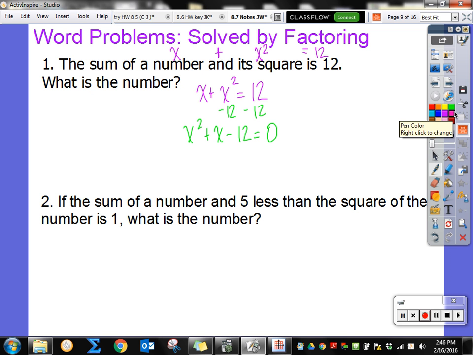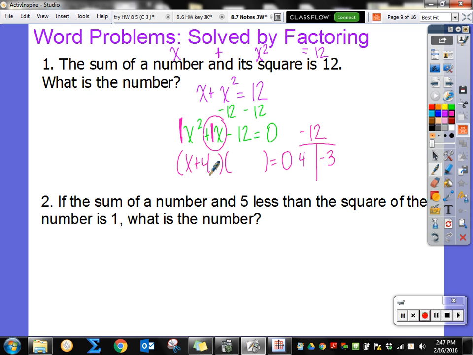Is there a GCF? Yes, no? No, there's not. Can I use a shortcut? That needs to be the next thing you ask. Yes. I have to be a little bit excited about that. I am. So we can use the shortcut. And so in this case, a times c, so negative 12. And I need two numbers that add to give us positive 1. What are those numbers? 4 and negative 3. So now, since it's shortcut, I'm going to write my factors. X plus 4, x minus 3.